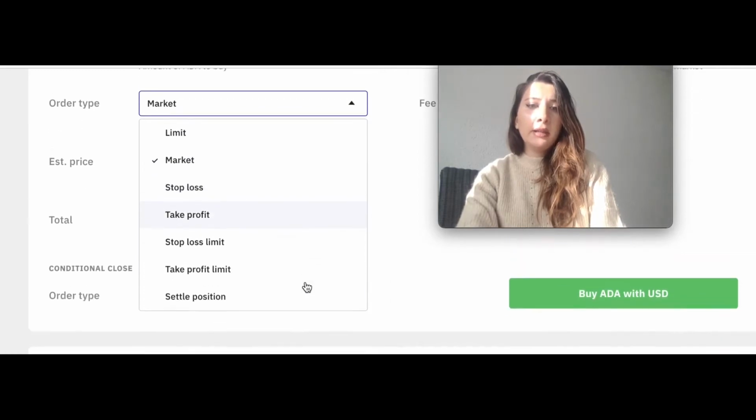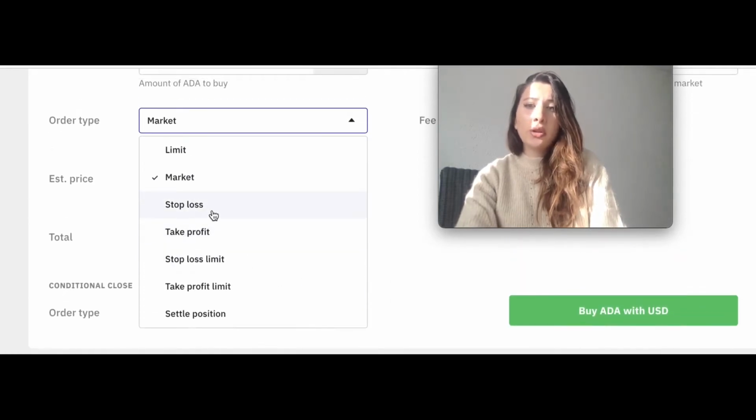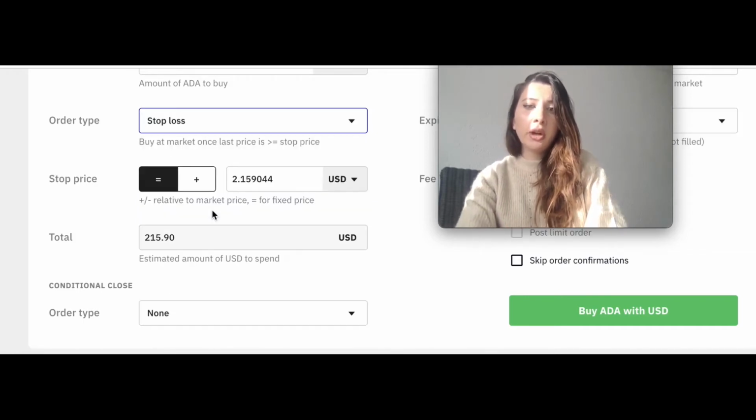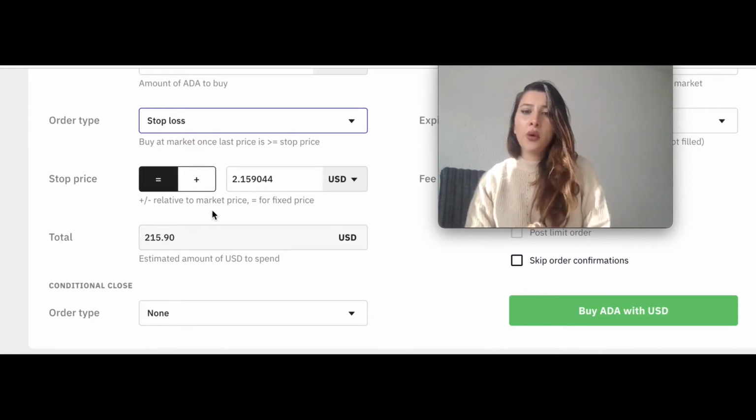And yeah, here is another type of order. Stop loss is, for example, if you are trading margin or if you are trading with your own assets, and if the price goes in another direction and your assets are devaluating, you can put here a stop loss order, which will be triggered at some point of the price.